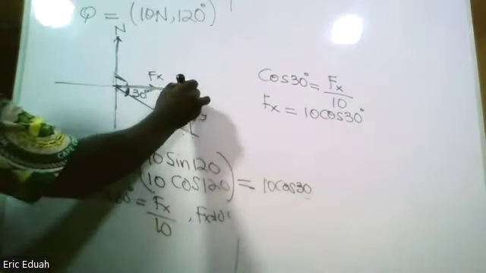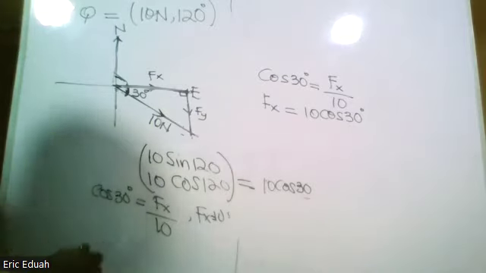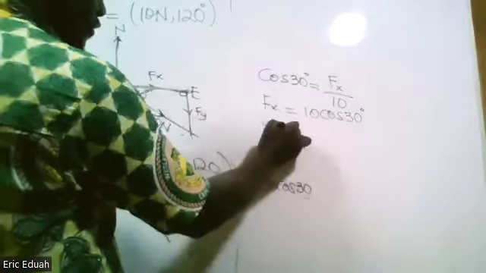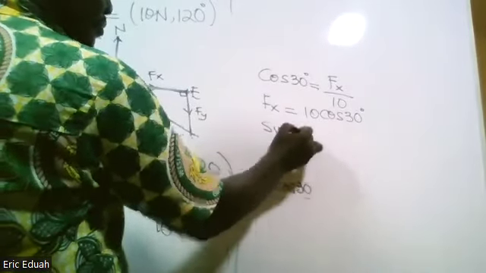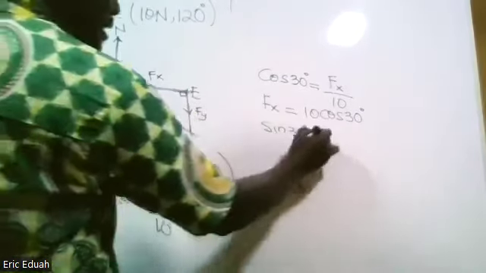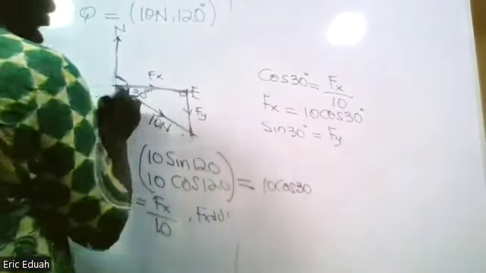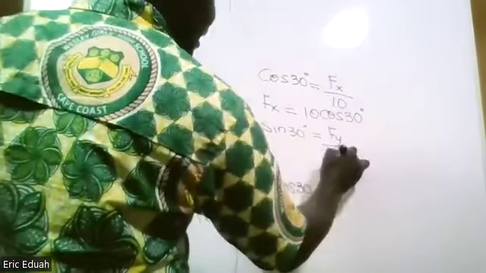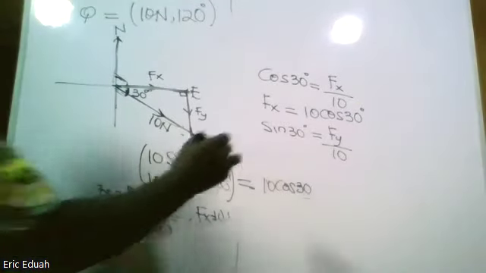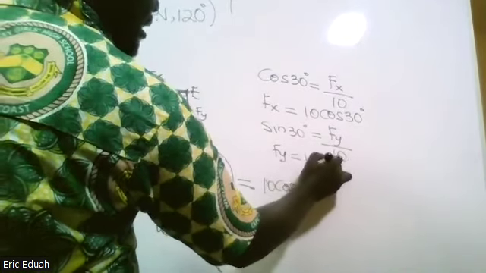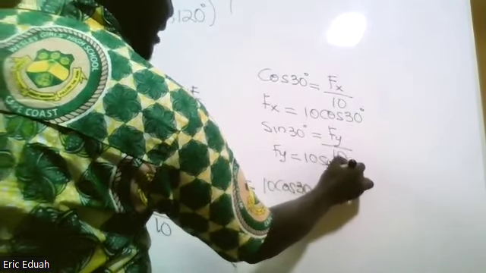If I'm looking for the vertical component, this is the opposite. If I take sine of 30, opposite, which is fy, over hypotenuse 10, fy is equal to 10 times sine 30.